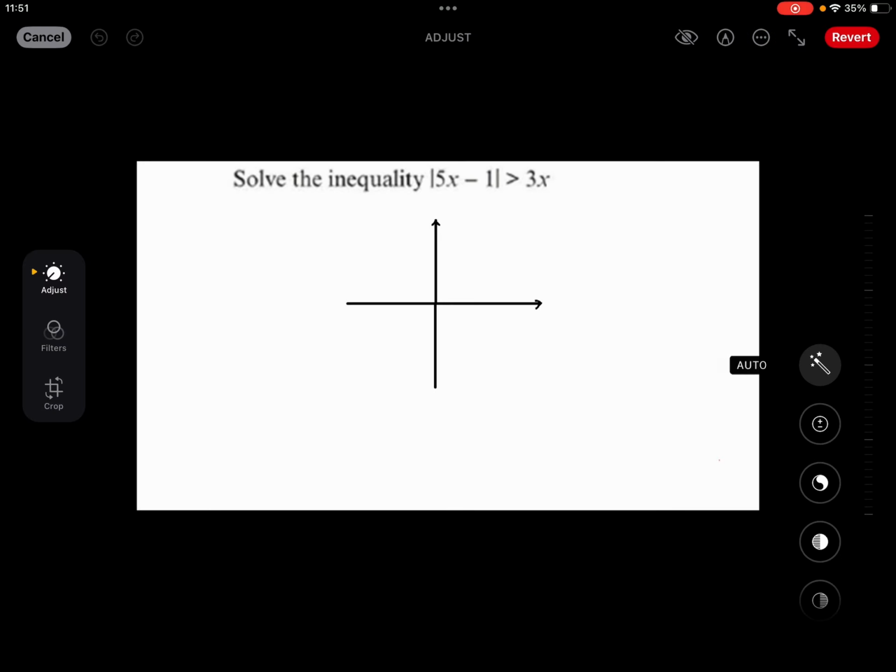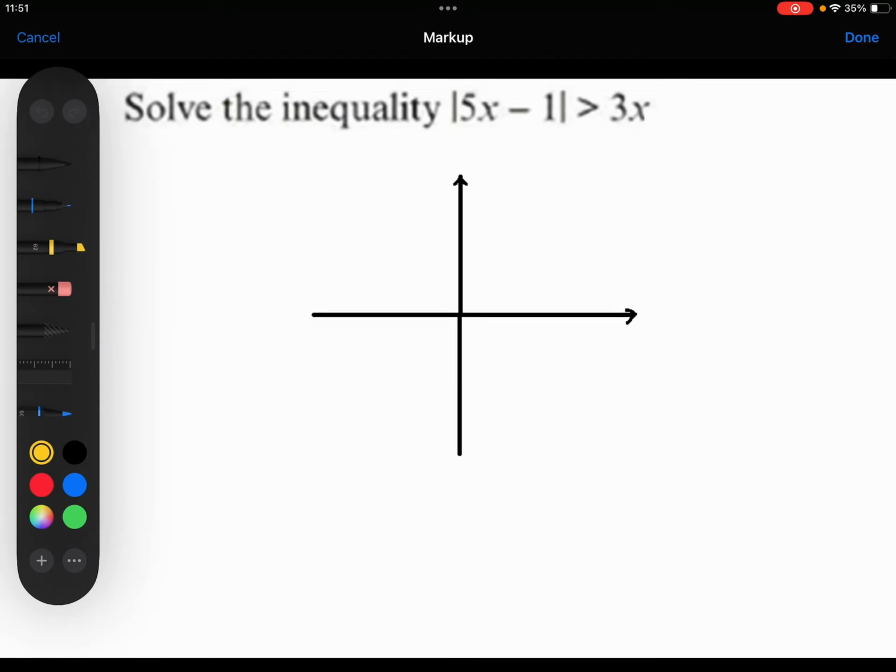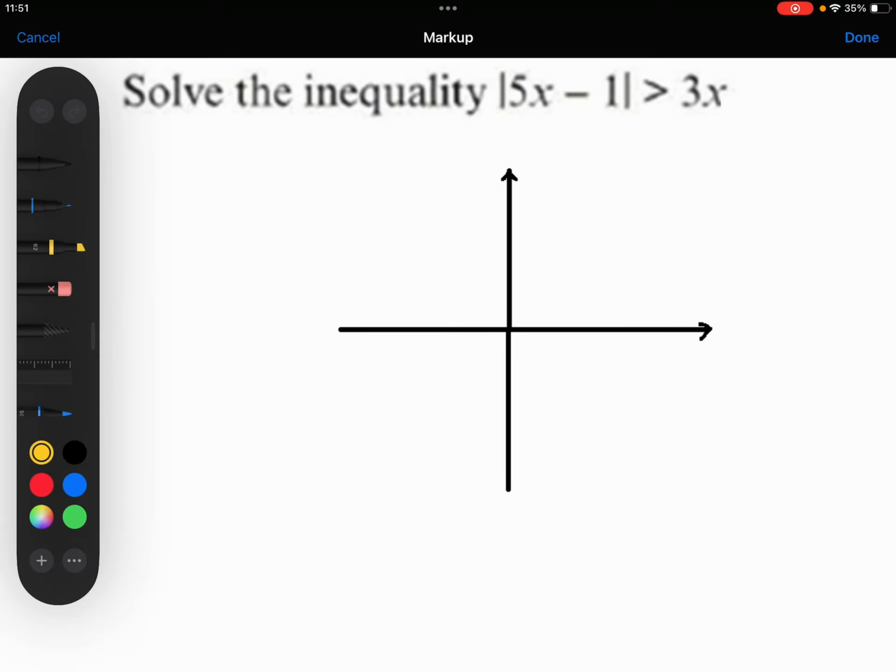Next, we want to solve the inequality. The modulus of 5x minus 1 needs to be greater than 3x. Now, just to repeat, the diagram is really important here. So I'm going to draw this out. First I'm going to draw the modulus of 5x minus 1.